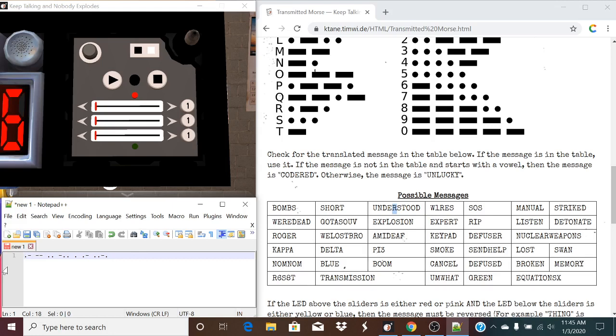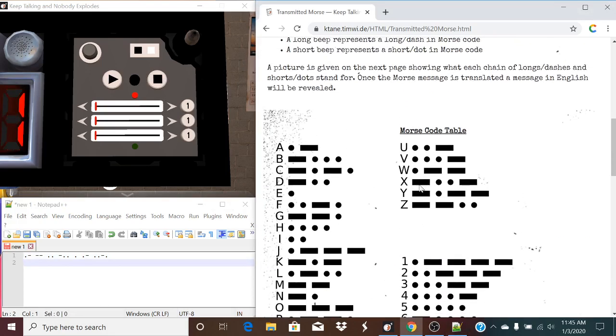Yeah, and that's how you decipher this. Let's press the stop button. And if I do press the stop button in the middle of the sequence, it will finish the entire thing. So, let's figure out what our word is.